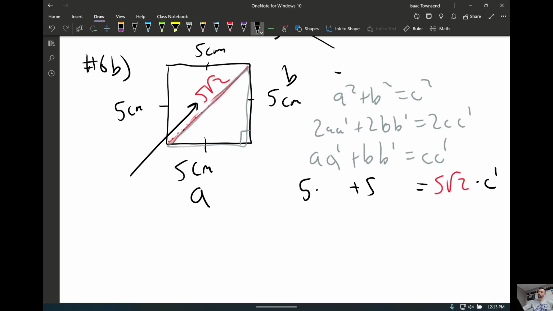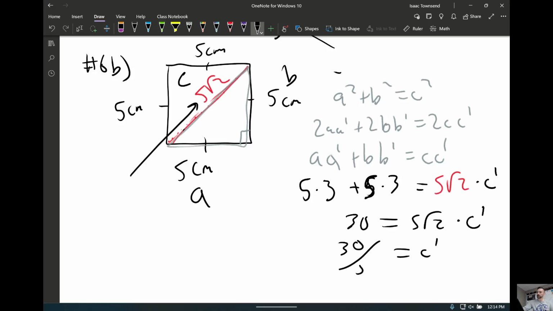And we're trying to figure out the rate that the diagonals are increasing, so that's C prime. And the rate of the side lengths increase at 3 centimeters per second. So that would be A and B, because both of those are sides of the square, so they're increasing at the same rate. So you get 15 plus 15 is 30. Divide both sides by 5 square roots of 2. You could simplify your fraction to get 6 over the square root of 2.